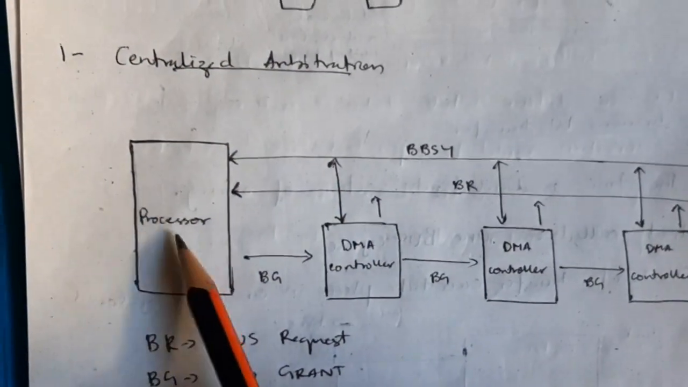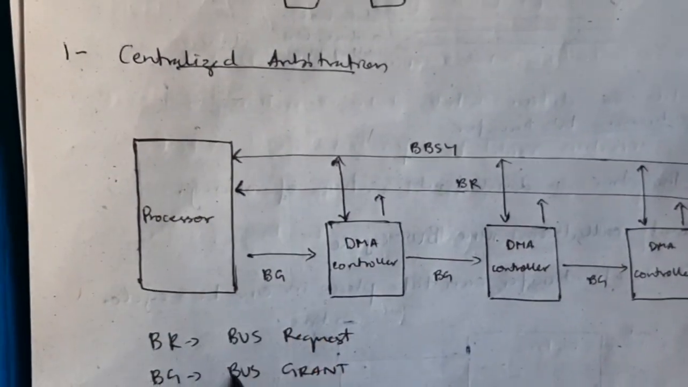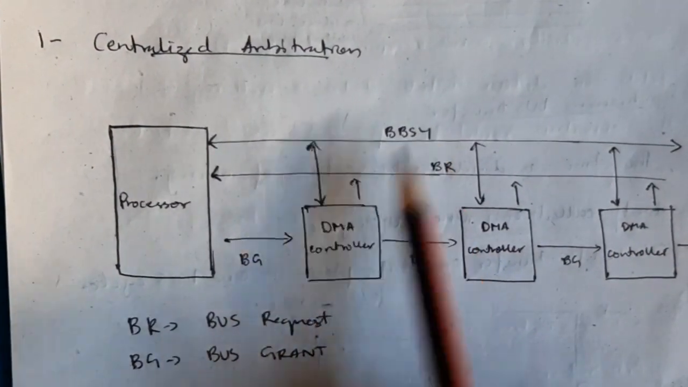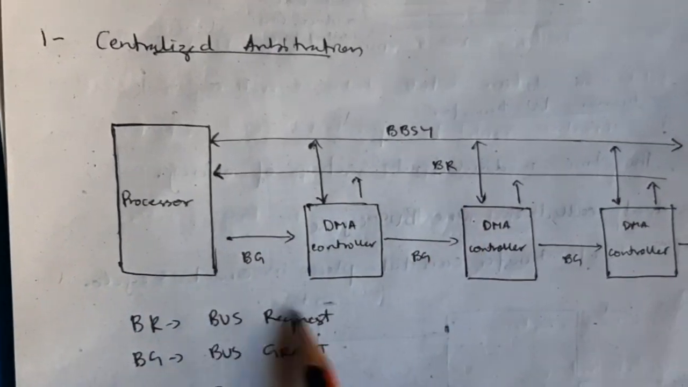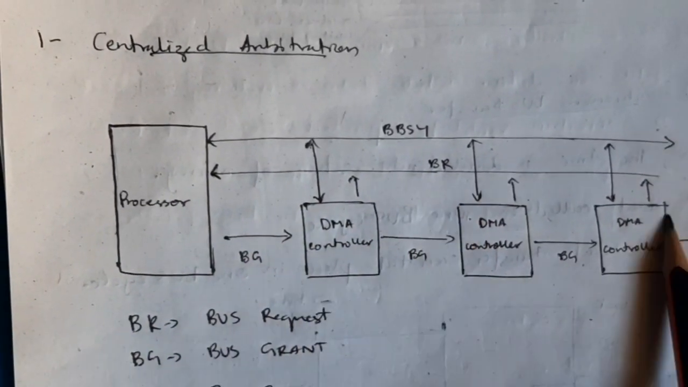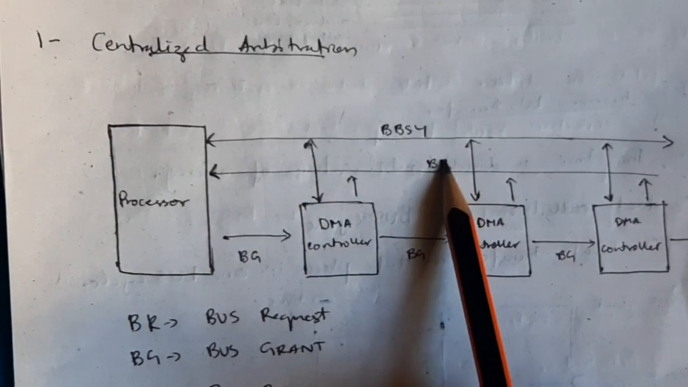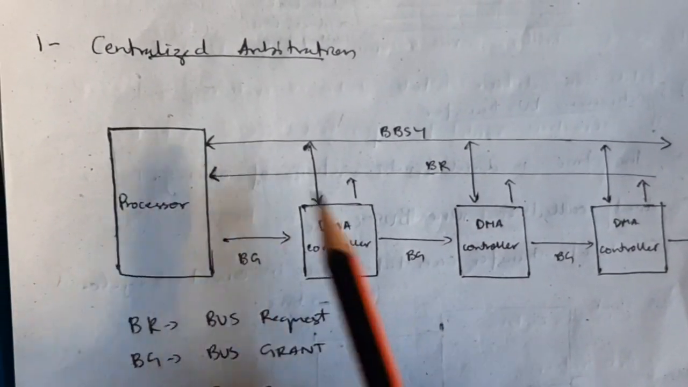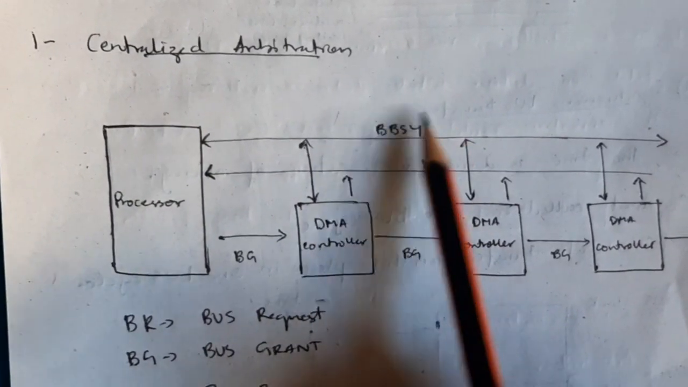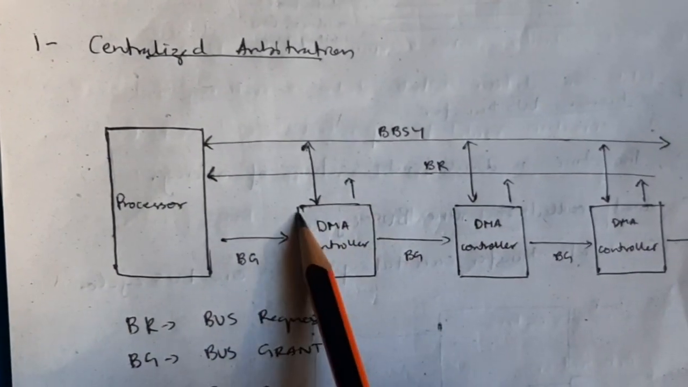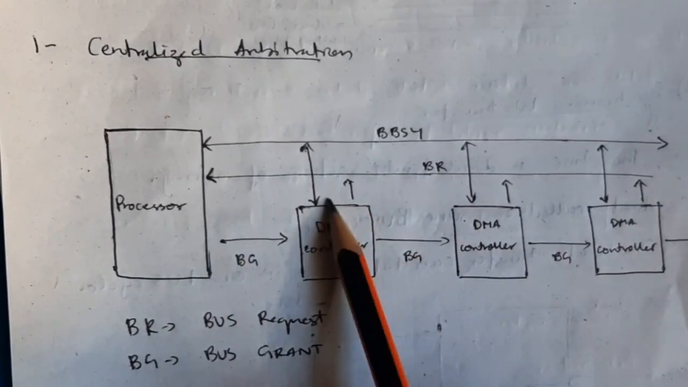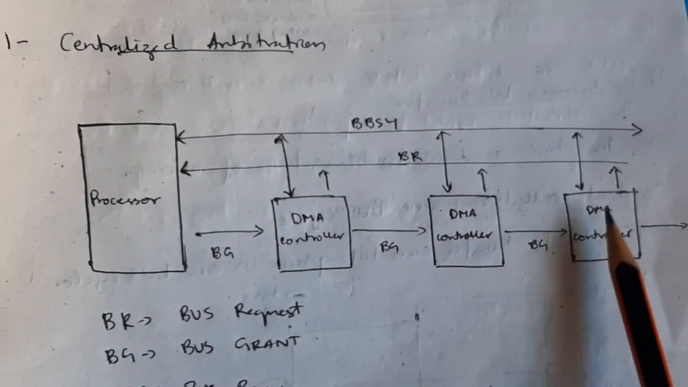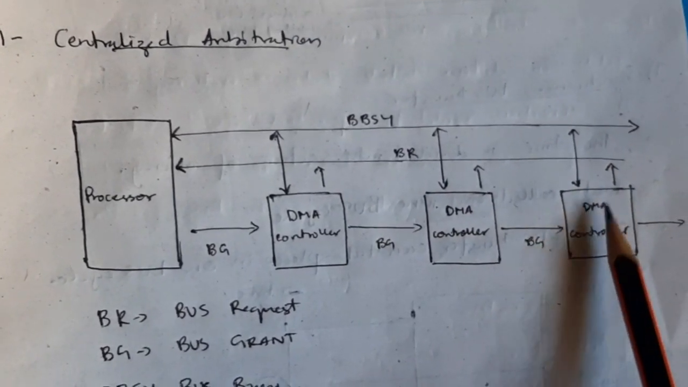In centralized arbitration, the processor will send BG. BG means bus grant. These are all the devices connected, BBSY means bus busy, and BR means bus request. Whenever any device has to make a request, it will send that request on the BR line to the processor. The processor will check if the bus is busy; if it's free, it will send a BG to the first device. If that device doesn't have any pending request, the grant passes on until the requesting device is reached and gets its instruction executed.